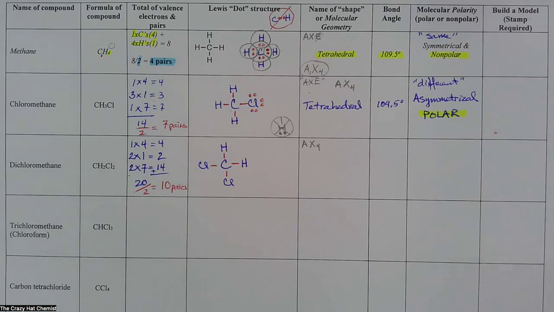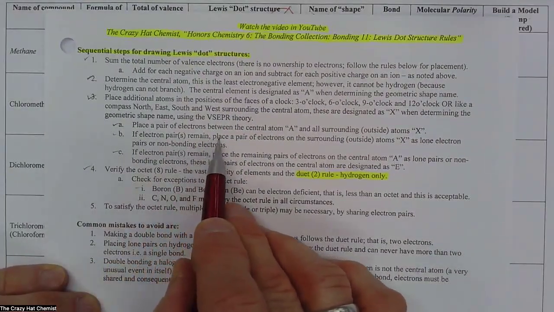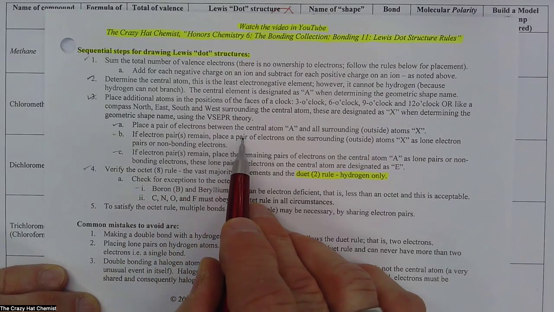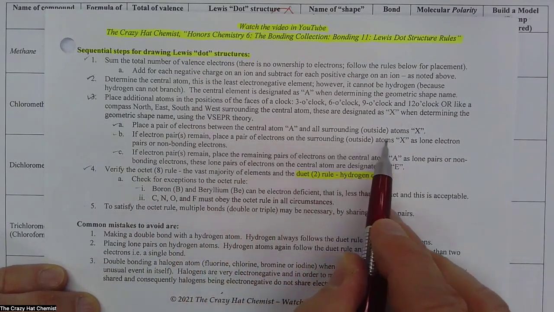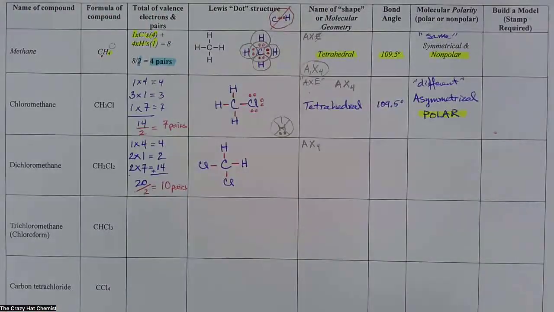The next is I've used up 4 of my 10 pairs. I have 6 pairs of electrons remaining. So if electron pairs remain, place pairs of electrons on the surrounding outside atoms, the X's, as lone electron pairs or non-bonding electron pairs.